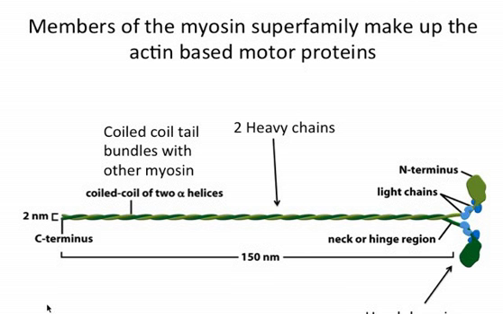Members of the myosin superfamily make up actin-based motor proteins, right? You guys all knew that, right? You think actin, you think myosin. You didn't really need 409 for that. But now you'll understand what's actually happening. So it's a dimer. There are two heavy chains. It's a coiled tail, so that means the coils wrap around each other, so that's why it's twisted like this. And then at the end terminus is the head domain, and there's this hinge region, and then there are these light chains, and that's what forms the head domains.